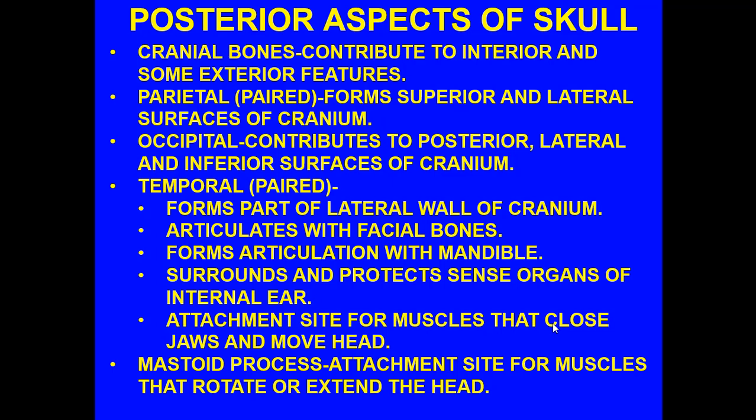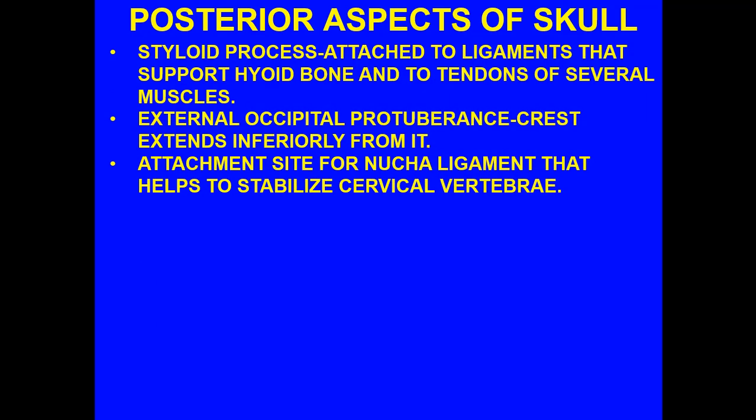The mastoid process is the attachment site for muscles that rotate and extend the head. You can feel those behind your ears, sort of these bumpy structures. Okay, then we have the styloid process. If you take the skull and hold it upside down, you're going to see these pointy little structures. These are attached to ligaments that support the hyoid bone and to tendons of several muscles.